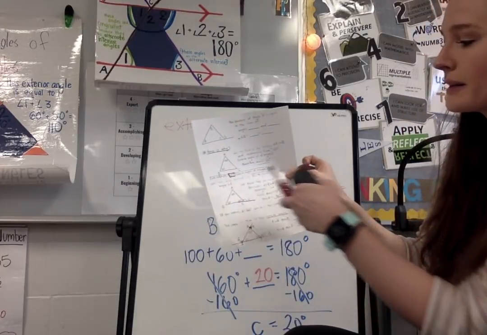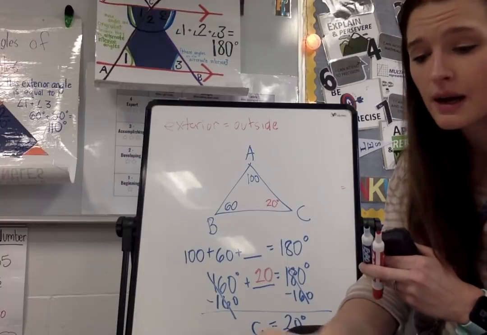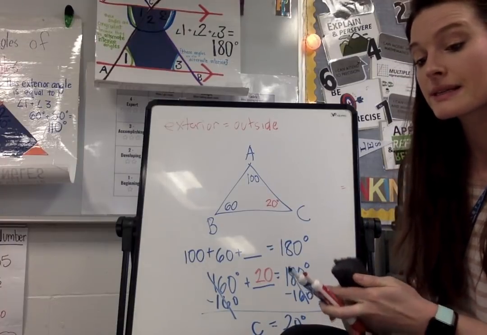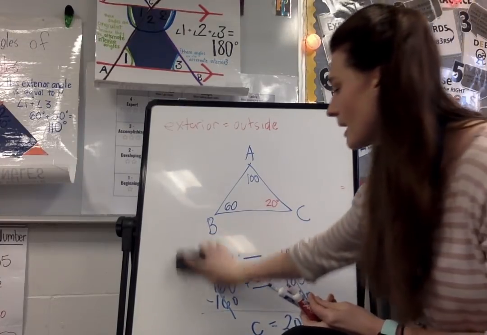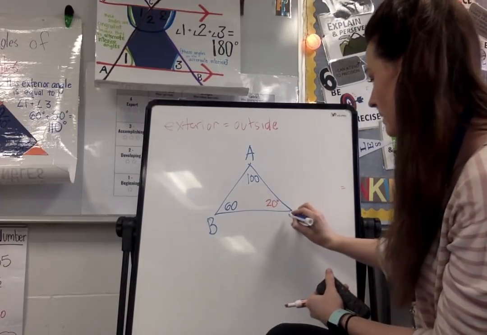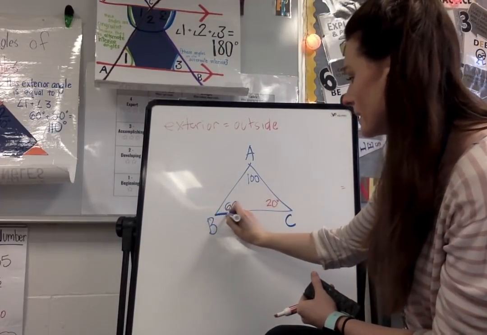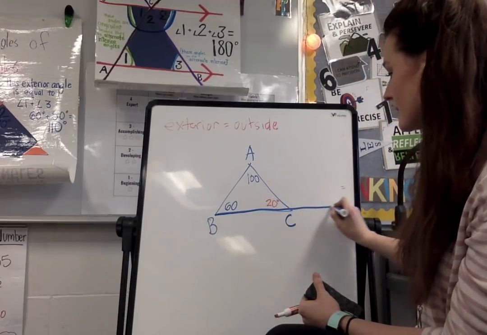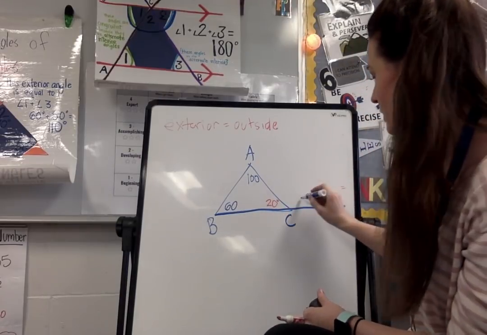Then about halfway down the paper, I know this is a lot, we said that we can extend line B and C. So I'm going to erase this. I'm going to just relabel C over here. So this line B and C, we can extend it to create exterior angle D.